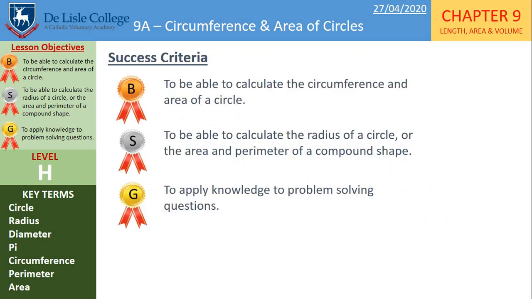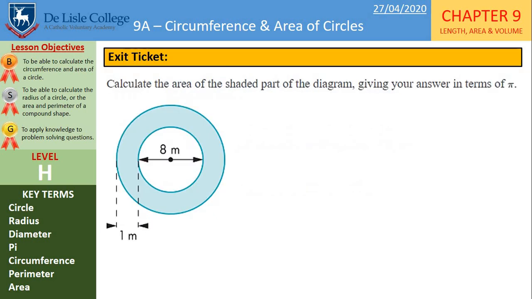Okay, so we've looked at the circumference and area of a circle. We've looked at being able to calculate the radius of a circle, or the area and perimeter of a compound shape, and hopefully most of you managed to get on quite well with the problem-solving questions. Here's one final question to finish us off on this topic. Pause the video while you work through it.